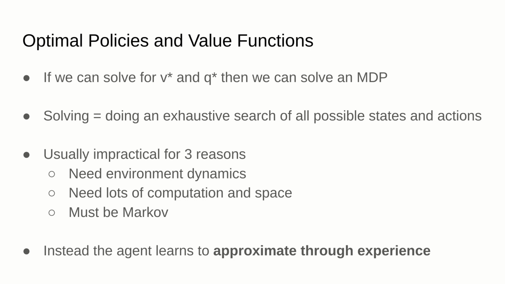And thirdly, the problem must follow the Markov property, which means that the current state of the process is enough to predict the future states. Since usually at least one of these conditions is not applicable, we cannot directly solve for V star and Q star, but instead the agent learns to approximate them through experience.